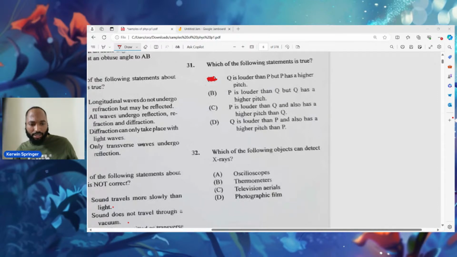Let's check. The answer is photographic film.